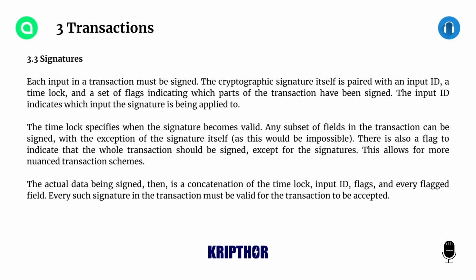Any subset of fields in the transaction can be signed, with the exception of the signature itself, as this would be impossible. There is also a flag to indicate that the whole transaction should be signed, except for the signatures. This allows for more nuanced transaction schemes. The actual data being signed, then, is a concatenation of the time lock, input ID, flags, and every flagged field. Every such signature in the transaction must be valid for the transaction to be accepted.